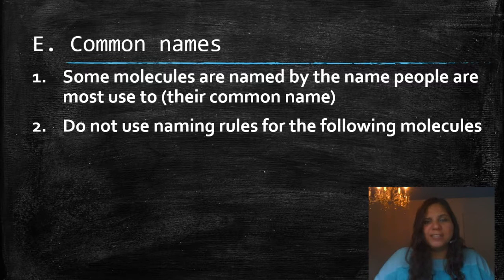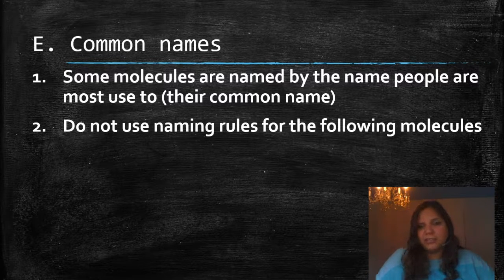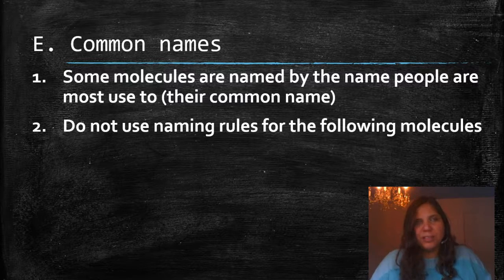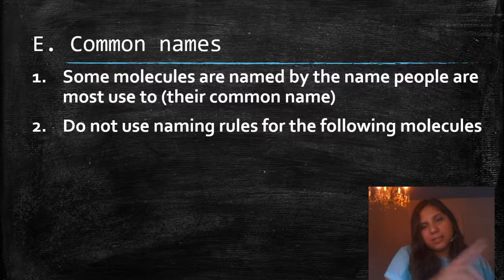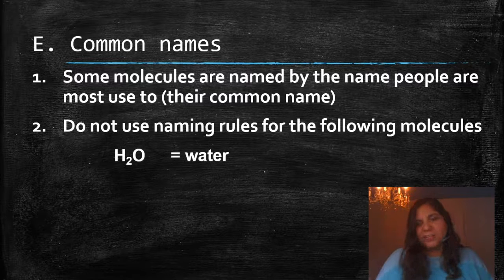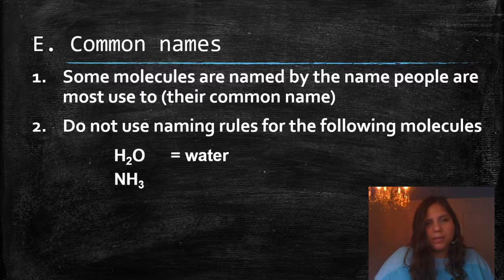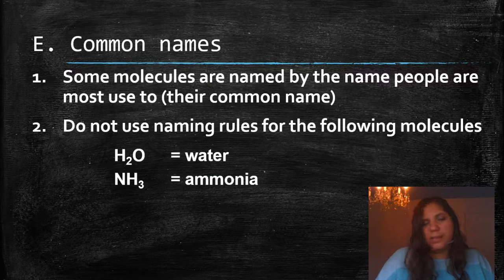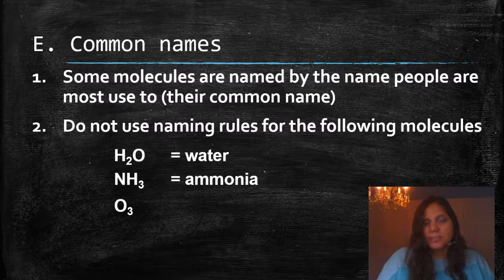Which brings me to this. There are some compounds that just have a common name and everybody knows it by this common name, so they don't actually use their systematic name. And so here are the molecules that instead of using the naming rules for, we just simply name it by their common name. First one is DHMO, dihydrogen monoxide, which we just call water. So never write dihydrogen monoxide, just write water. NH3, it's not nitrogen trihydride, it's ammonia. And our last one, O3. See if you remember this from Earth Science, if you took Earth Science, it's ozone.